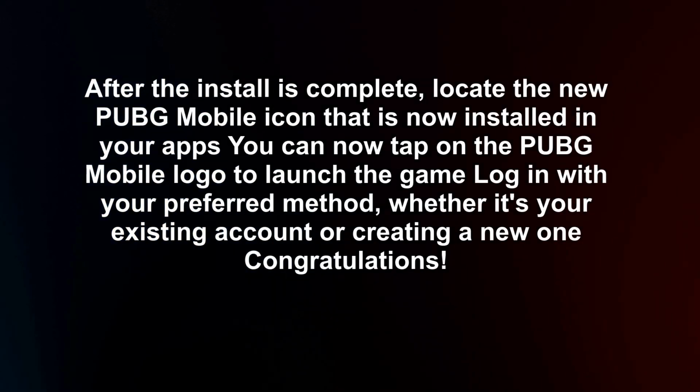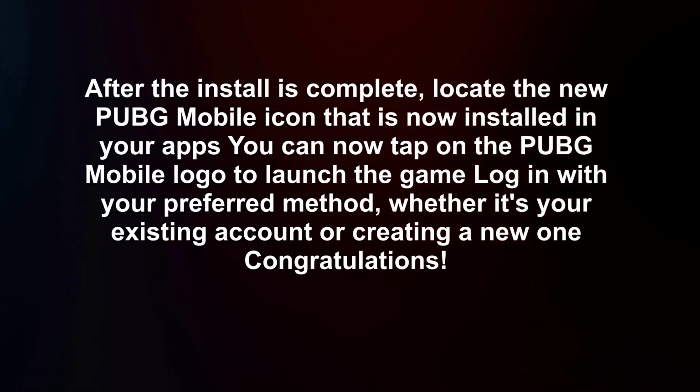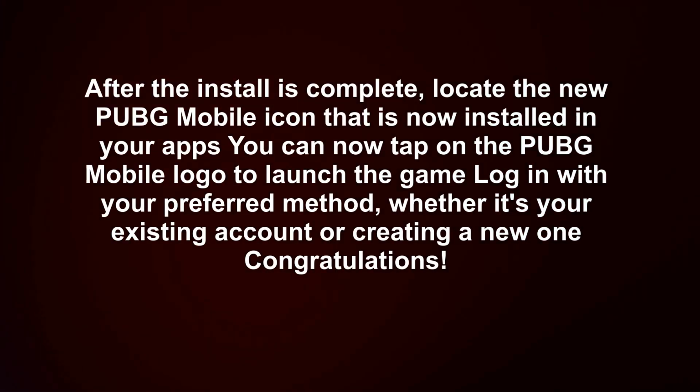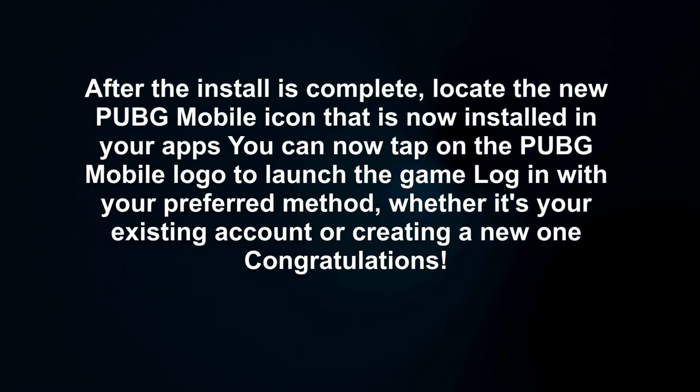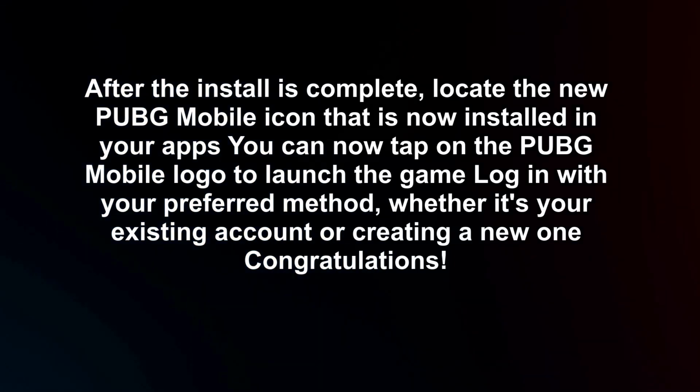After the install is complete, locate the new PUBG Mobile icon that is now installed in your apps. You can now tap on the PUBG Mobile logo to launch the game. Log in with your preferred method, whether it's your existing account or creating a new one.